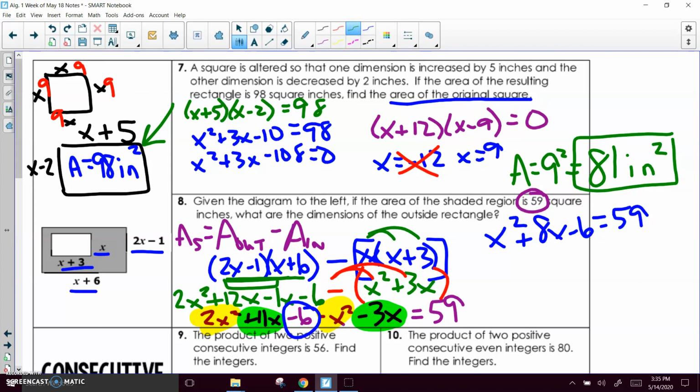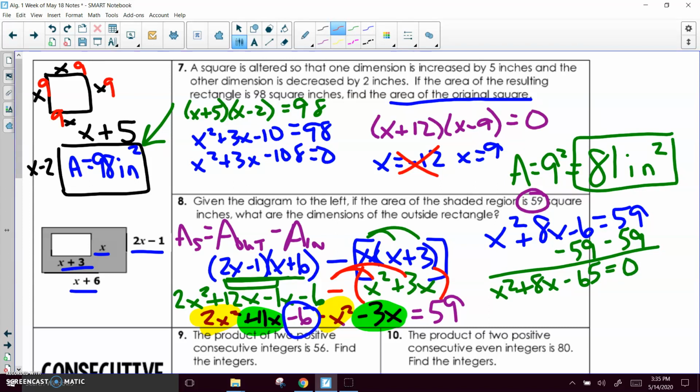Always, always, always set it equal to 0. So bring your 59 over. x squared plus 8x minus 65 equals 0.